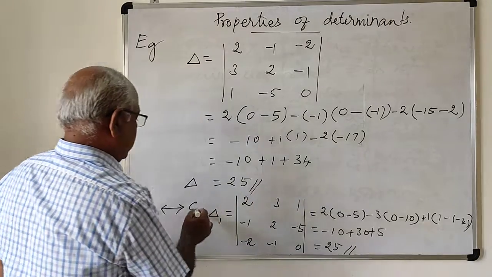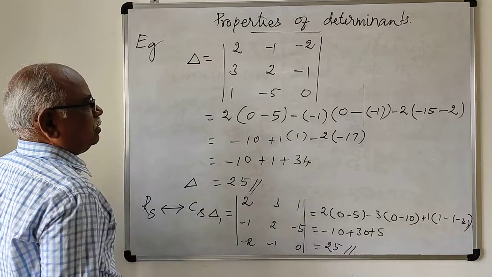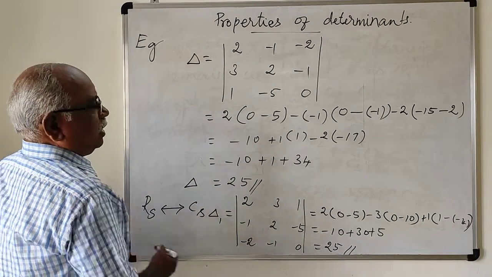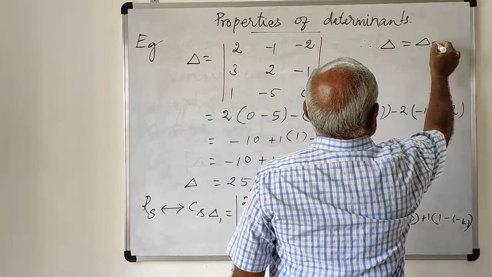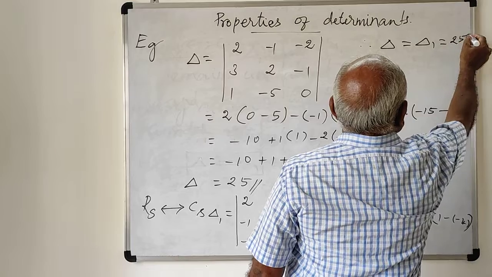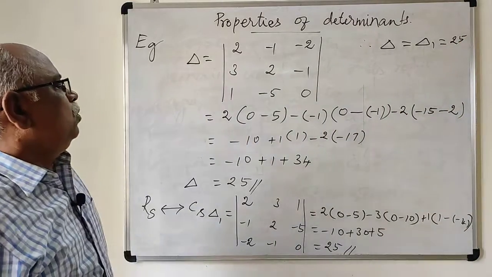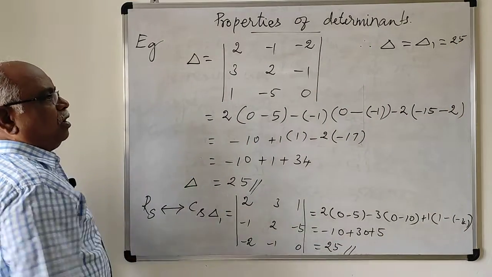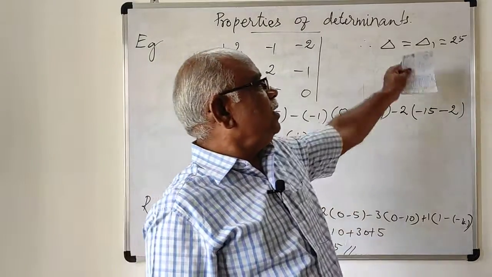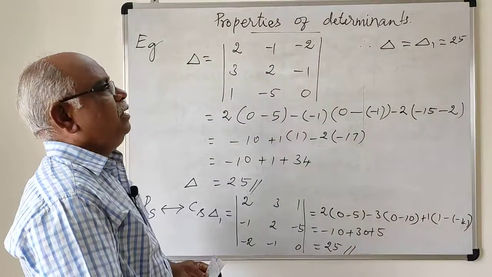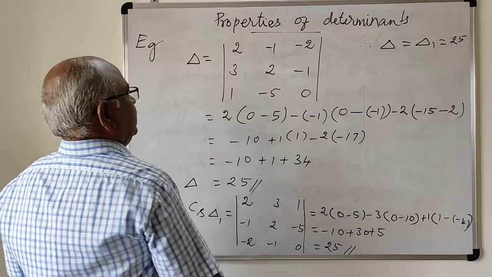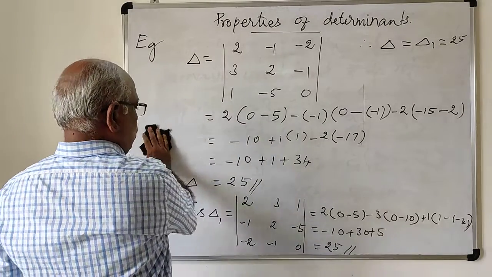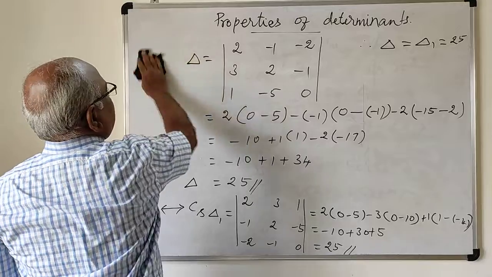See, delta and delta 1 are equal. Therefore delta equals delta 1, both are equal to 25. Therefore, if you interchange the rows and columns of a determinant, the value of the determinant is not changed. That is property 1. We justified the property using this example. Okay. Next we will see property 2. Second property.